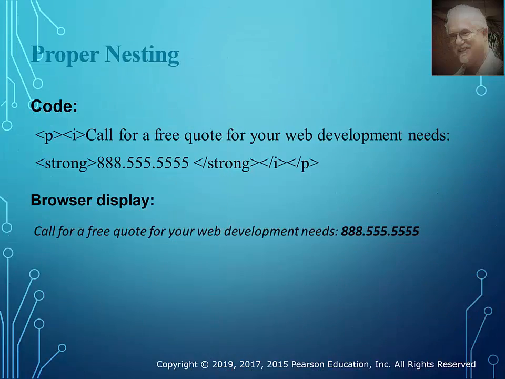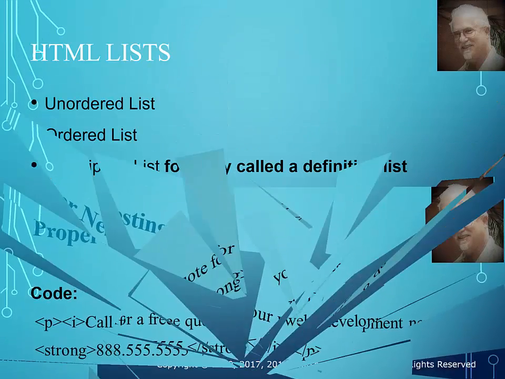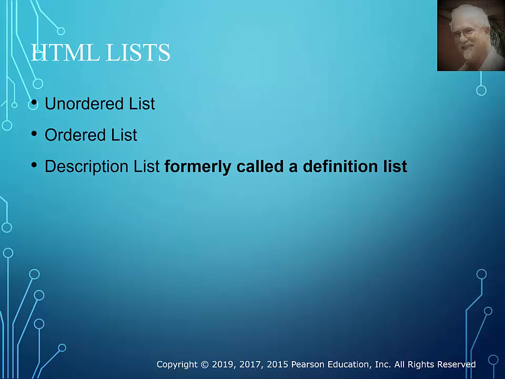Okay, nesting. This is really important. Things have to be nested properly. That is, the tags have to have the beginning and end inside of the other tags. You see how this is done here? P is on the outside as the paragraph. Then you have I for italics, and you have strong. Each thing is encompassed inside the other, and you see the display is down below. If it's not properly nested, you get some funny looking things.